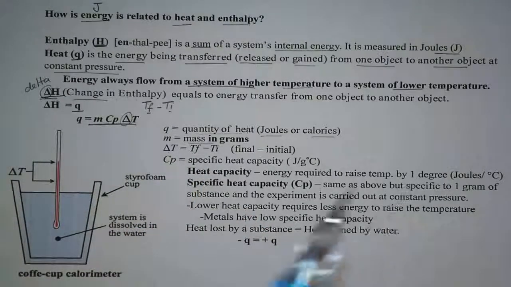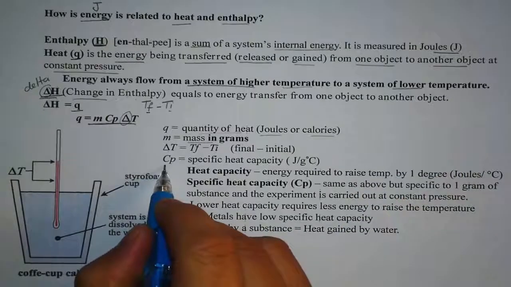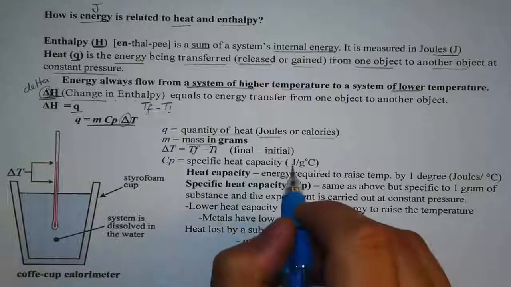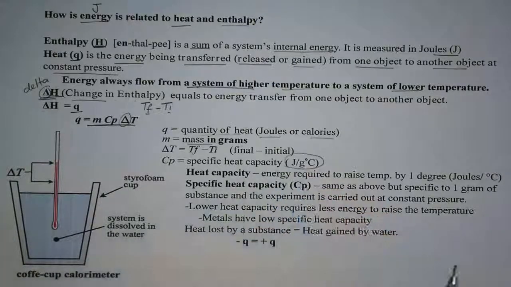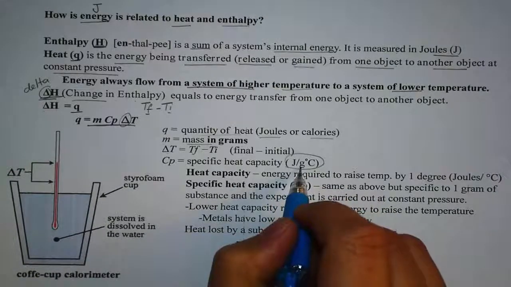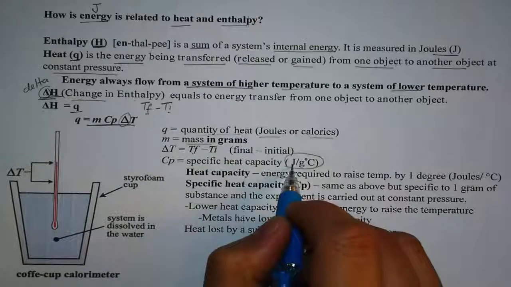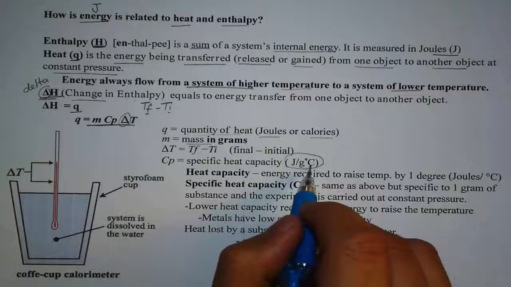And lastly, the most important piece of all is the specific heat capacity. Why is it important? Because it tells you what unit M needs to be. Notice how we have g, that tells you gram. Notice how J tells you your Q must be in joules. And look at the C.